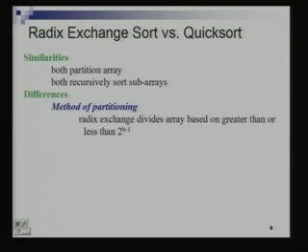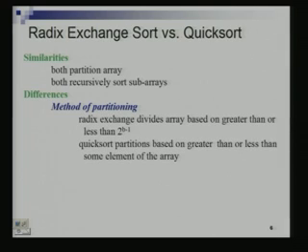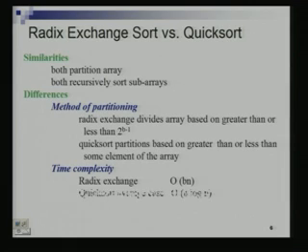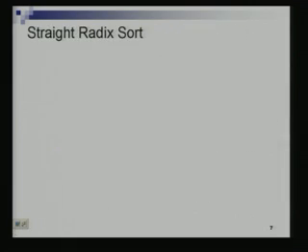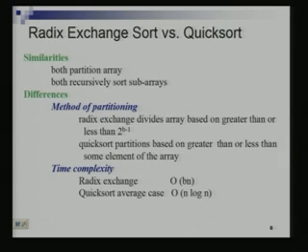In the radix exchange, we divide the array based on whether the number is larger than 2 to the b minus 1 or less than, while in quicksort we are partitioning based on a pivot element. The difference is also in the time complexity. For radix exchange, we argued just now that the time complexity is order bn, and for quicksort we argued that the average case is n log n. So, sometimes this might be a better scheme, sometimes that might be a better scheme depending upon what the value of b is for you.